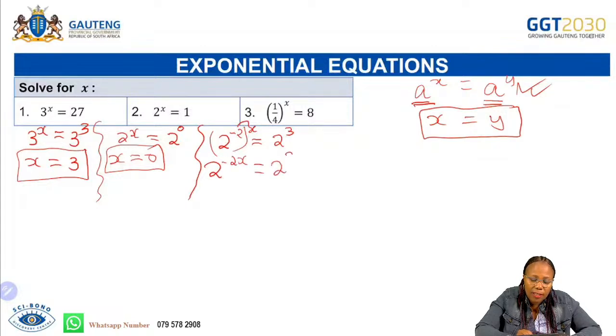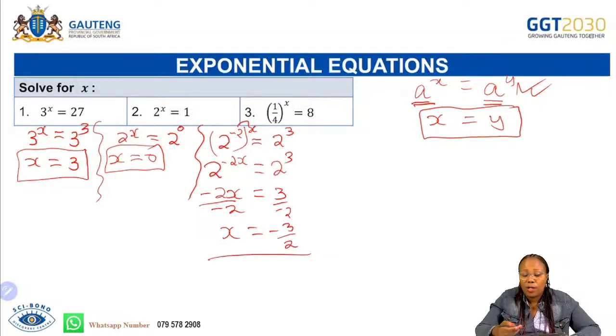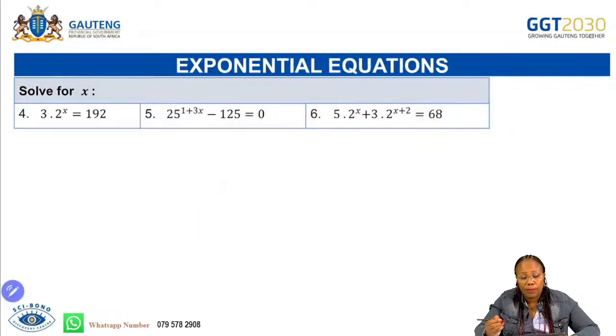On the right-hand side, we have 2 to the power 3 for 8. Now, same base, equalize exponent. Minus 2x equal to 3. We divide by minus 2 both sides. Therefore, x is minus 3 over 2. That is your solution. Okay, we are still solving for x.